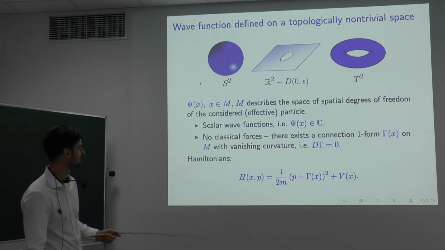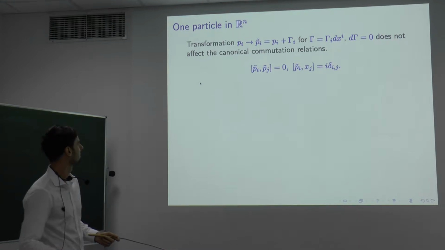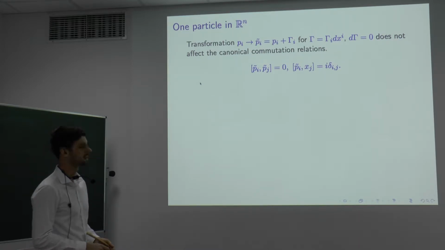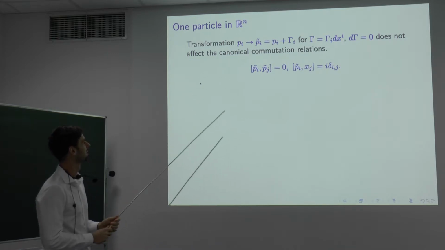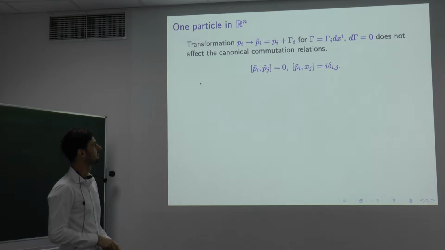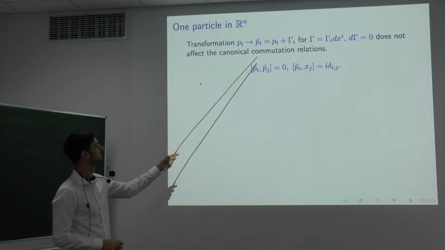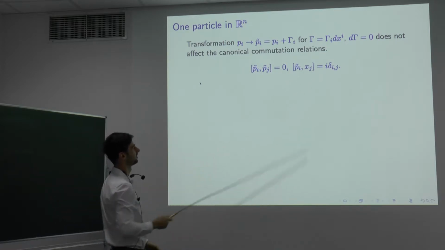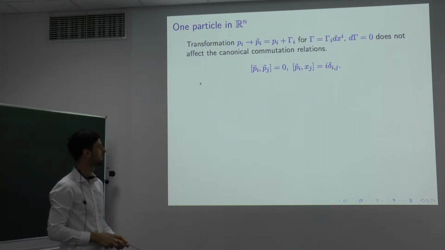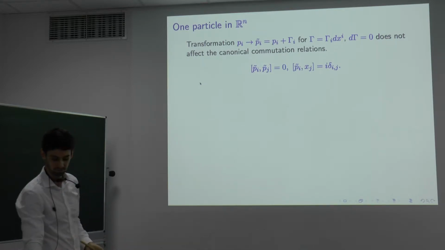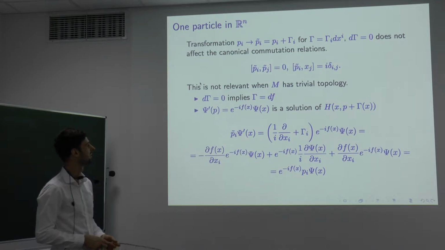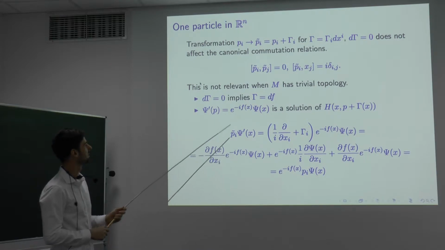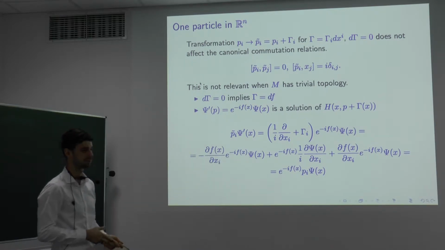Okay, so this is the Hamiltonian. What happens when we look, for example, at one particle defined on Rn? Perhaps it was Dirac who first noticed that if we shift the momenta by the coefficients of some closed one-form, that is, p_i is changed to p_i plus gamma_i, where gamma_i are coefficients of some closed one-form, then such a transformation does not affect the commutation relations. But this transformation is not relevant when the domain of the wave function has a trivial topology. In this case, Rn is contractible.